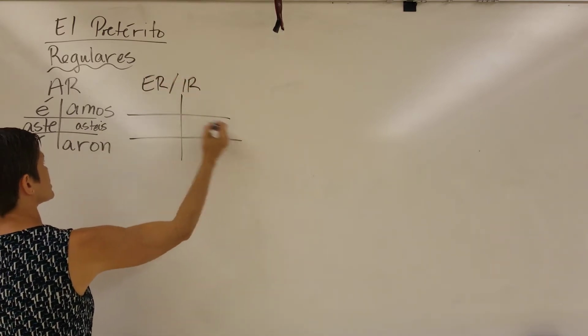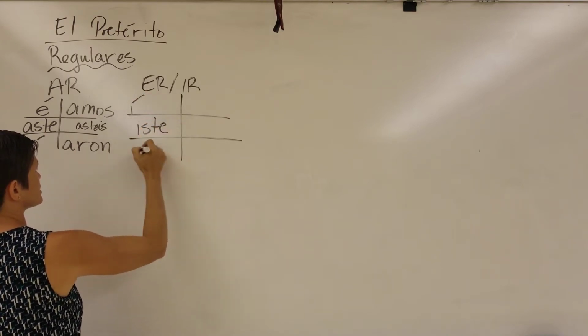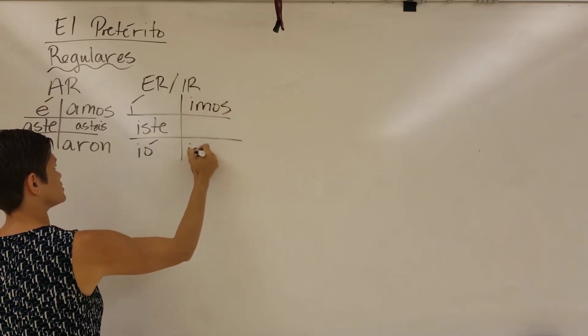The endings for ER and IR verbs are í, iste, ió, imos, ieron.